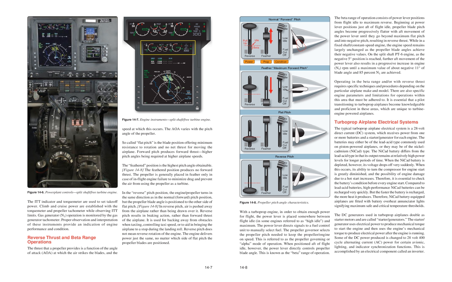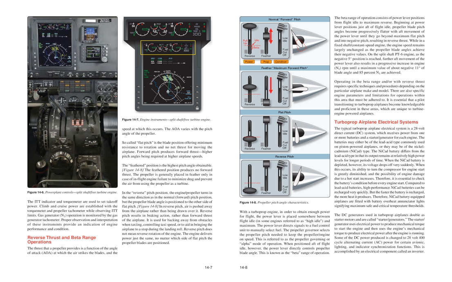While in a fixed shaft/constant speed engine, the engine speed remains largely unchanged as the propeller blade angles achieve their negative values. On the split shaft PT6 engine, as the negative 5 degrees position is reached, further aft movement of the power lever also results in a progressive increase in engine, N1, RPM until a maximum value of about negative 11 degrees of blade angle and 85% N1 are achieved.